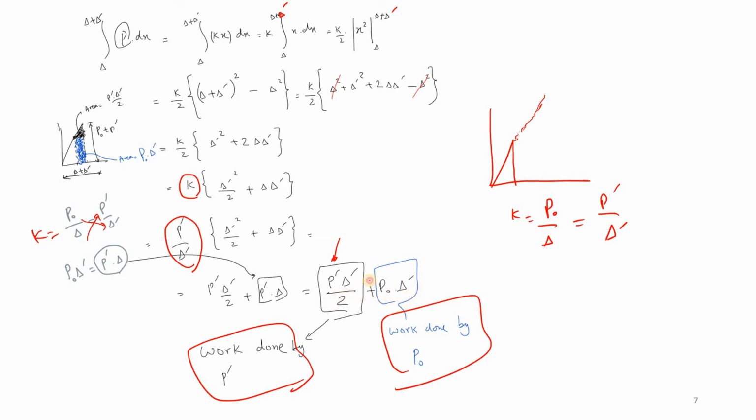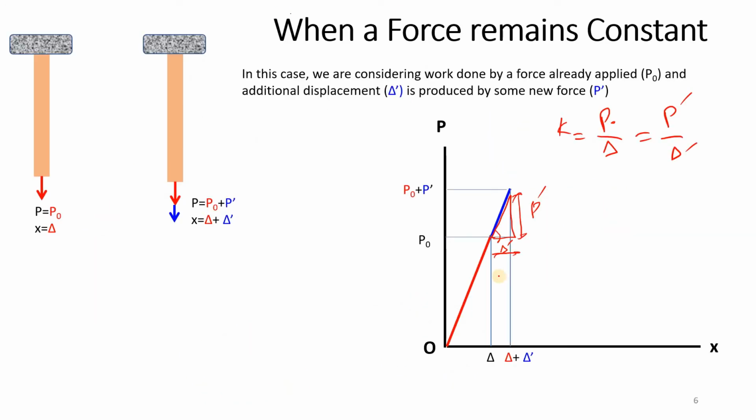But if you can see this already existing force, P naught, this delta prime is not caused by P naught. So P naught remains the same value while delta prime is happening. What you can see is over here, while this delta prime is happening, P naught remains the same. I mean, when a force remains constant while displacement is happening, that displacement would be produced by some other force, because only then that force can remain constant. All right. So in that case, it is simply force times displacement. All right. P naught times delta prime.